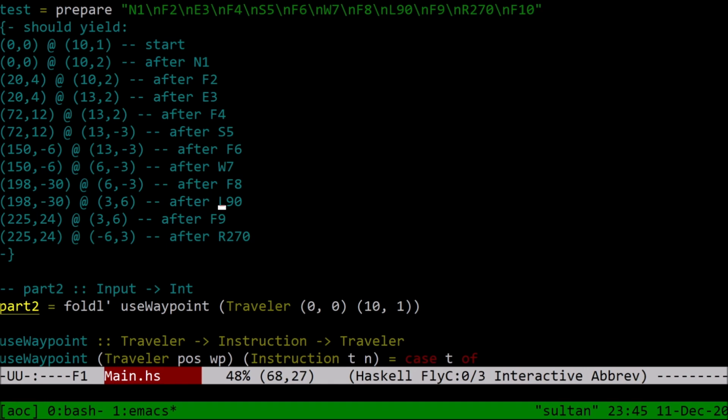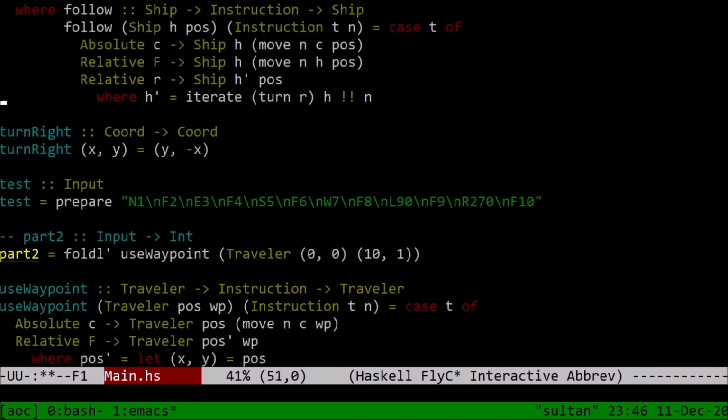I was concerned that I had gotten the difference between left and right mixed up somehow, because I had re-implemented that, which was the problem, kind of. The issue is here: when I said to turn right by 270 in my test input that I made up, it actually turned right only by 90. So instead of doing a left turn, it did a right turn. And then I, of course, realized exactly what was wrong.